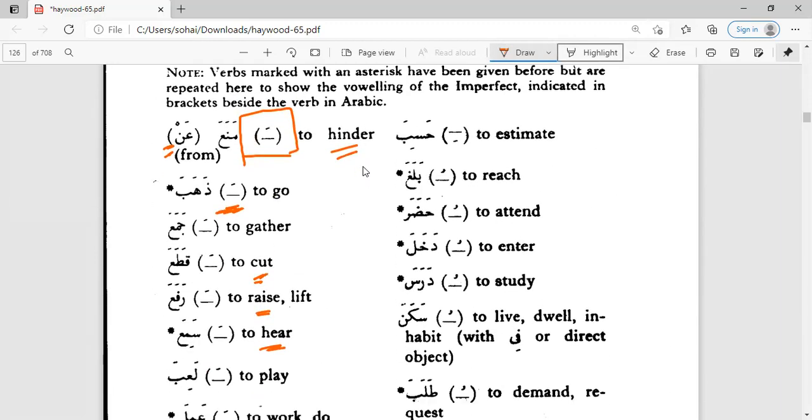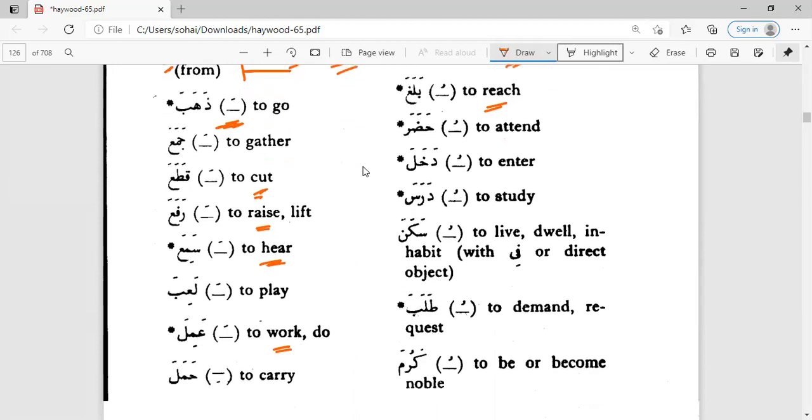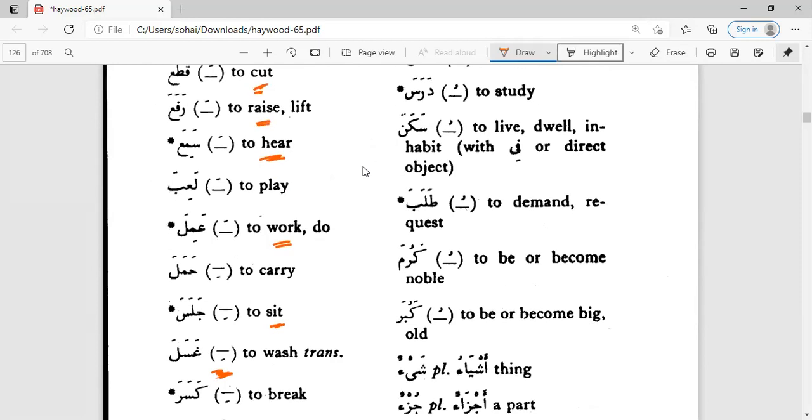Hasiba yahsibu, to estimate or to reckon. Balagha yablughu, to reach. We done balagha already. Again, it's just telling you the imperfect now. Hadara yahduru, to attend. Dakhala yadkhulu, to enter. Darasa yadrusu, to study. Sakana yaskunu, to live, dwell, inhabit.